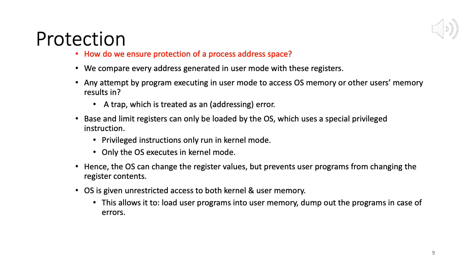And as we know from the earlier chapters, the OS is given unrestricted access to both kernel and user memory. This allows it to load user programs into user memory, and dump out programs in case of errors. So each address that is generated is compared with the base and limit registers. If it is within the address space of the process, the memory access is allowed. Otherwise, it results in a trap or addressing error. Let's see using a picture how this works out.